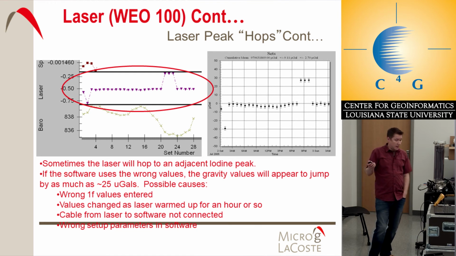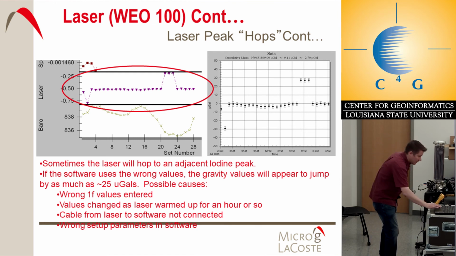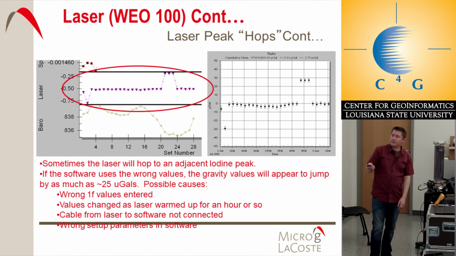In the set sensors, or even in the drop sensor, you'll see we have a section for the laser, where the laser 1Fs get recorded. So if this is the 1F value that you normally check with the scope or the voltmeter, you'll see here where it jumps up and then jumps back down. That's what's called a peak hop.